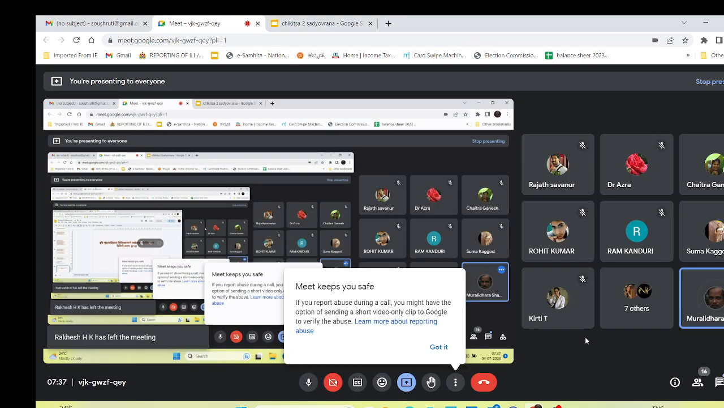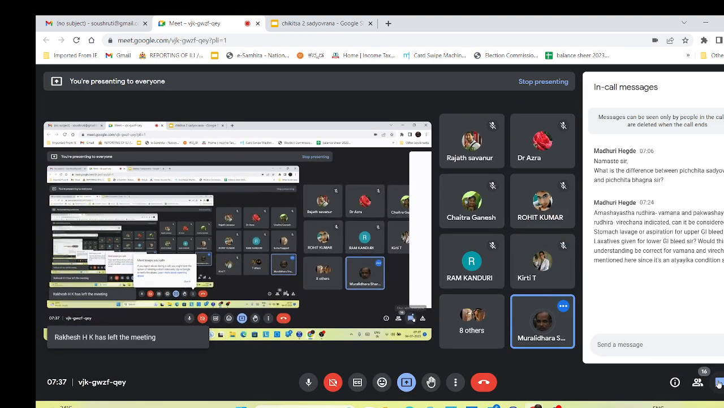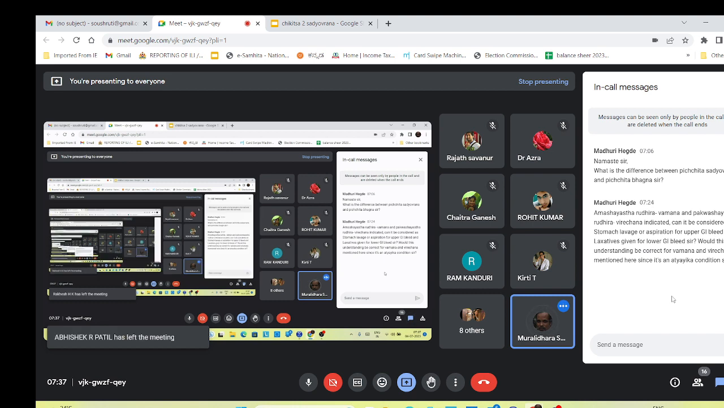If there are any questions, then right, there are a few questions. What is the difference between Pichita Sadyovrana and Pichita Bhagna? Of course, both of the issues are similar, but in Pichita Bhagna, the priority is about the bones, and in Pichita Vrana the priority is the surface. That's all. Otherwise, they are similar.